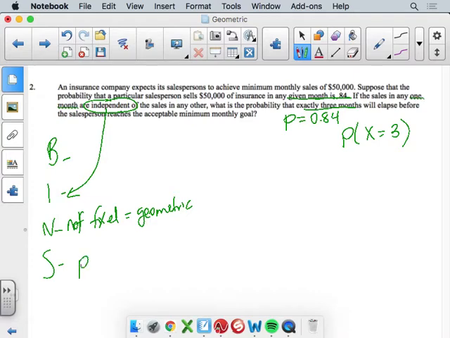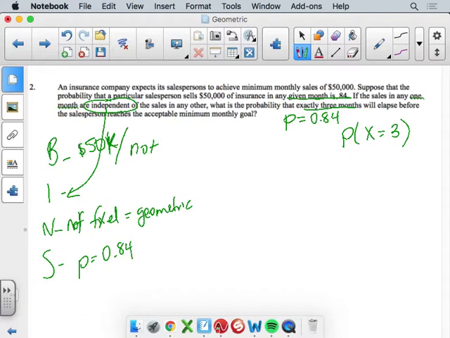Where the probability is 84%. And we're saying, basically, did they get $50,000 or not? That's supposed to be a K. The best K I've ever seen.